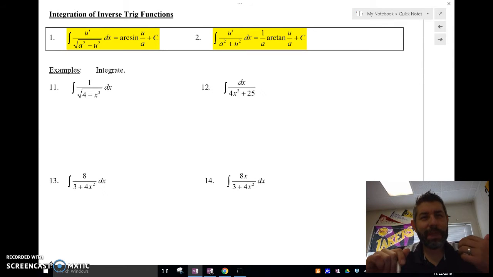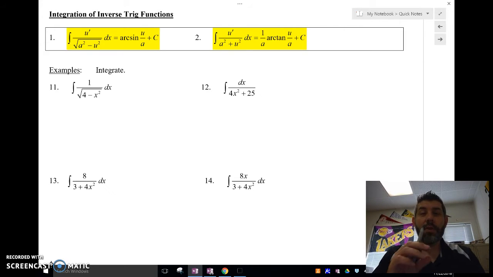This is 6-2b, inverse trig functions, and now we're going to be integrating. We just did derivatives, now we're doing integration. So think of this as just going backwards. You're just looking for something that looks like it was the derivative of an inverse trig function.